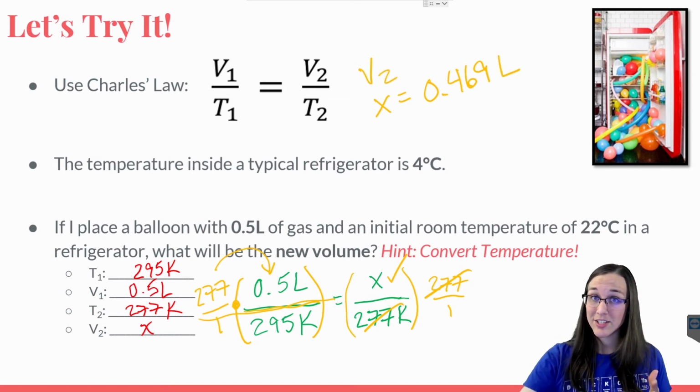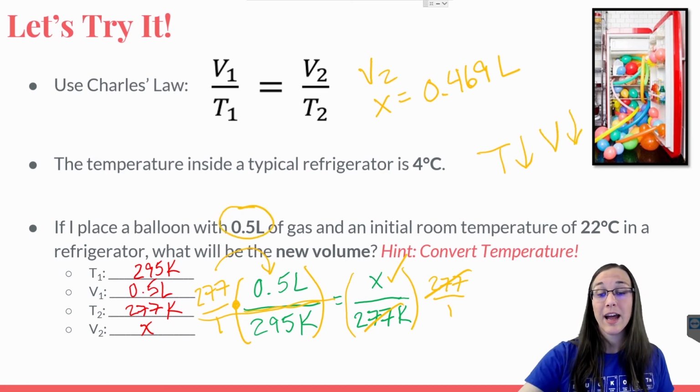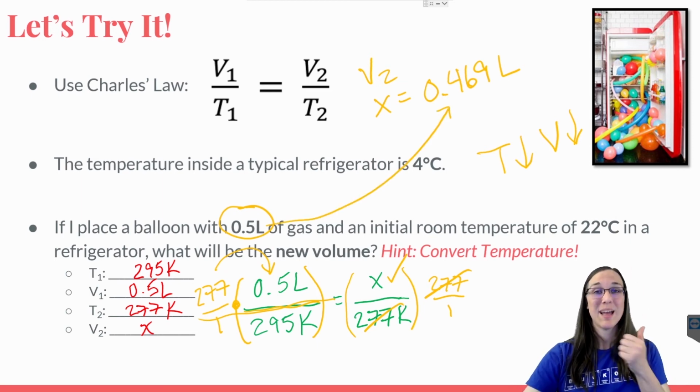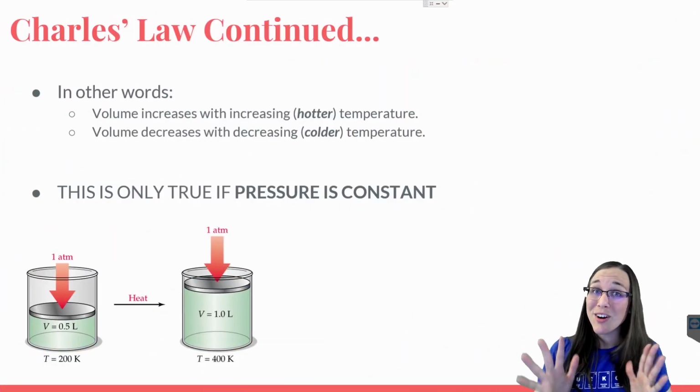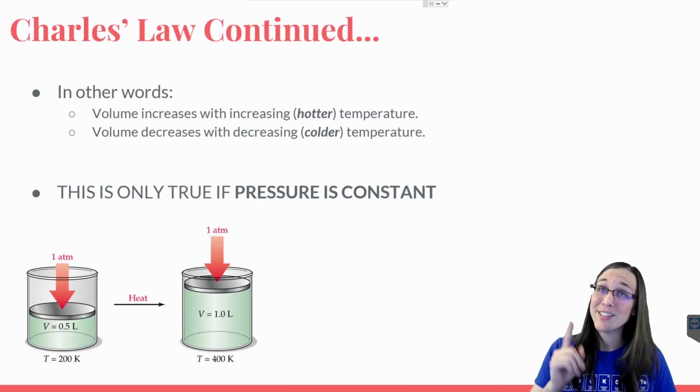Let's again check our understanding here. We know that Charles' Law is a direct relationship. So as the temperature goes down, the volume should also go down. We started with 0.5 liters of gas, and we do see that as the temperature went down, we got a smaller volume of gas. That means we did it right. Remember that Charles' Law can only hold true if the pressure is held constant.